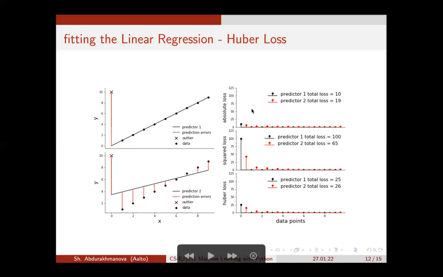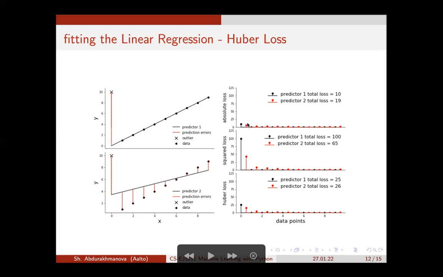So on these subplots, on the x-axis, we have data points. So this is data point 1, 2, 3, 4, 5, etc. And on the y-axis, this is loss. In this case, it's absolute loss for each data point. The loss for predictor number 1 is depicted in black, and the loss for predictor number 2 is depicted in red. So here we can easily compute that the prediction error is 0, and here it's going to be 10 because the difference is 10.